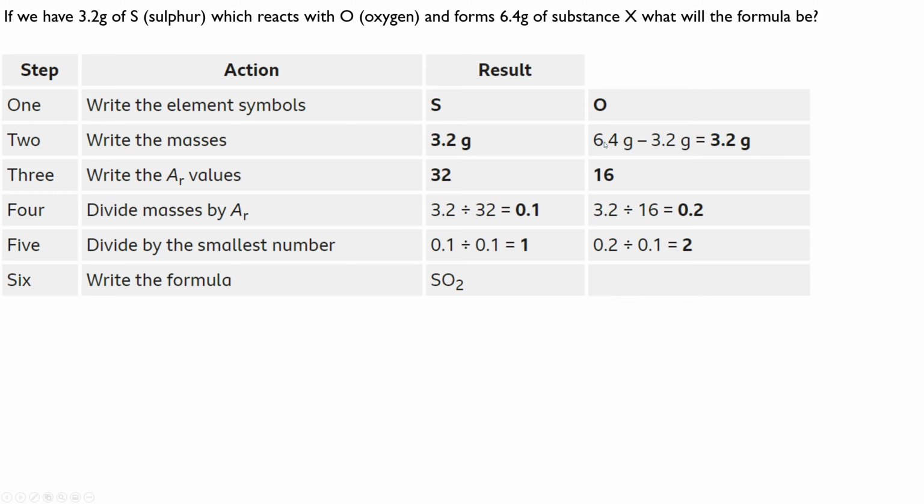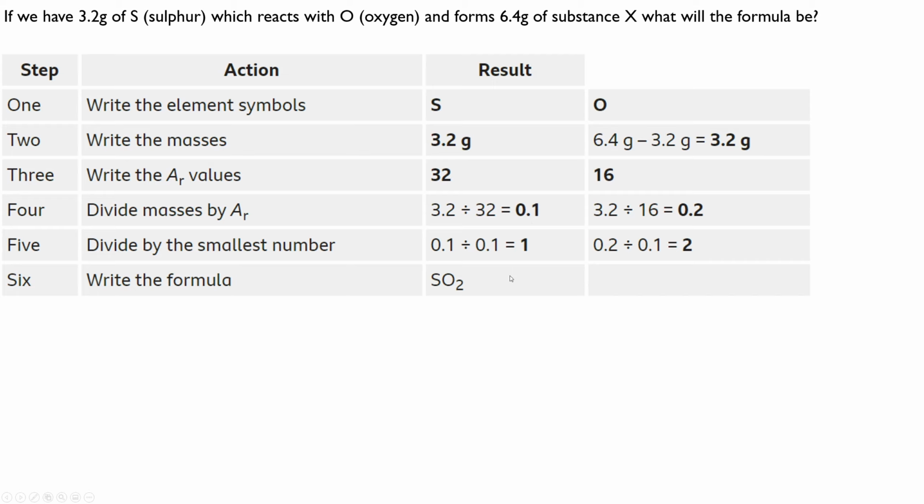Sulfur, 32, oxygen, 16. And then divide the masses by that, so you have 3.2 divided by 32, 0.1, 3.2 divided by 16, 0.2. And then you need to divide the results from here by the smallest number that you got from the results.